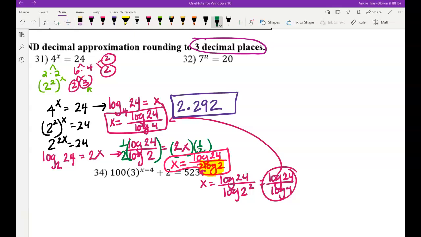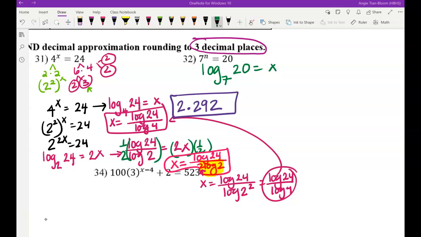Example 32, 7 to the nth power, students, equals 20. Clearly 7 is already a prime number. There's no possible way that we could make 7 and 20 the same base. So your very first step is going to rewrite this as a log form. So do me a favor and take a minute to rewrite it as a logarithmic form, please. Hopefully you guys all have log base 7 of 20 equals x.